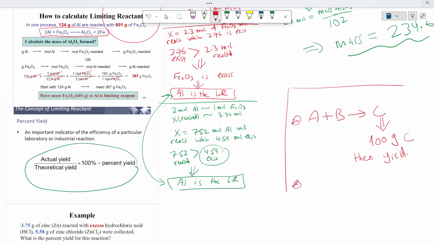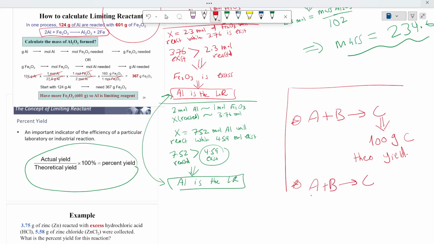Now if you decide to carry out the reaction by yourself, to carry out the experiment between A and B to produce C and to check by yourself whether you will end with 100 grams of C or not, then you should apply everything by yourself, experimentally, practically. Let's say you apply this reaction in the lab.